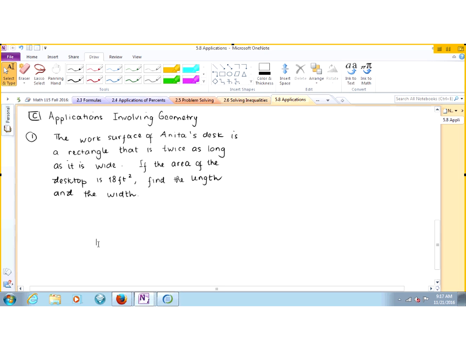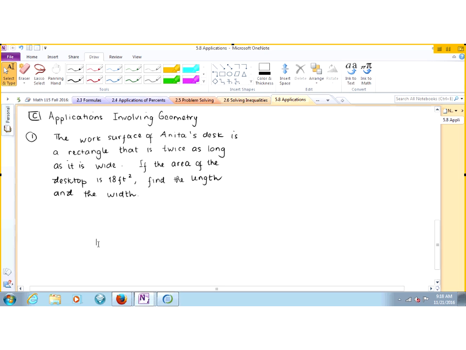So, let's read this again. The work surface of Anita's desk is a rectangle that is twice as long as it is wide. So, what does it mean? Twice as long as it is wide, what does it mean? 2 times? And then the area is 18 feet square. What is the length and the width?